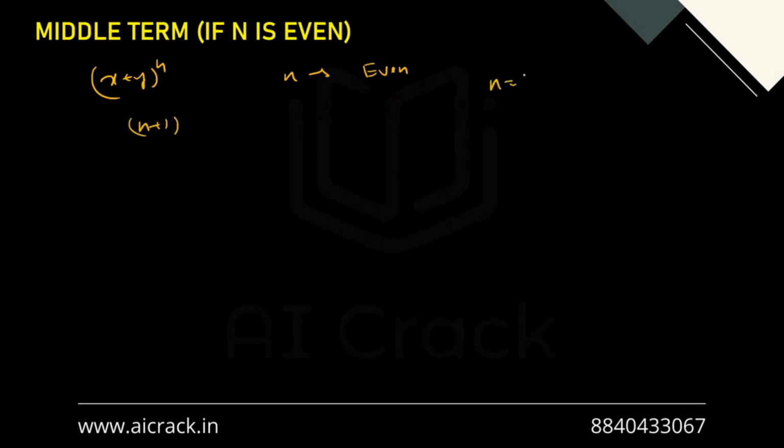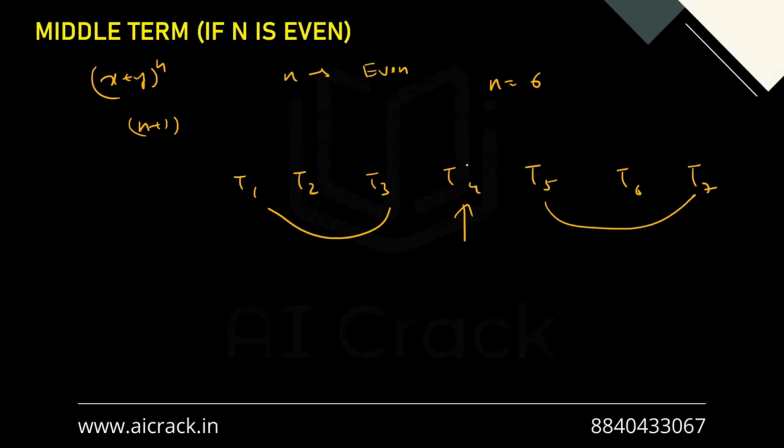So let's say n is 6. So we'll be getting T1, T2, T3, T4, T5, T6 and T7 because we have n plus 1 terms for n power, right? Now we can clearly see that if n is even, the middle term would be this one. So basically we have 3 terms on the left and 3 terms on the right. So the middle term would be T4 in this case. So that means n by 2 plus 1. So this is the fourth term. So the n by 2 plus 1th term would be our middle term in case n is even, right?